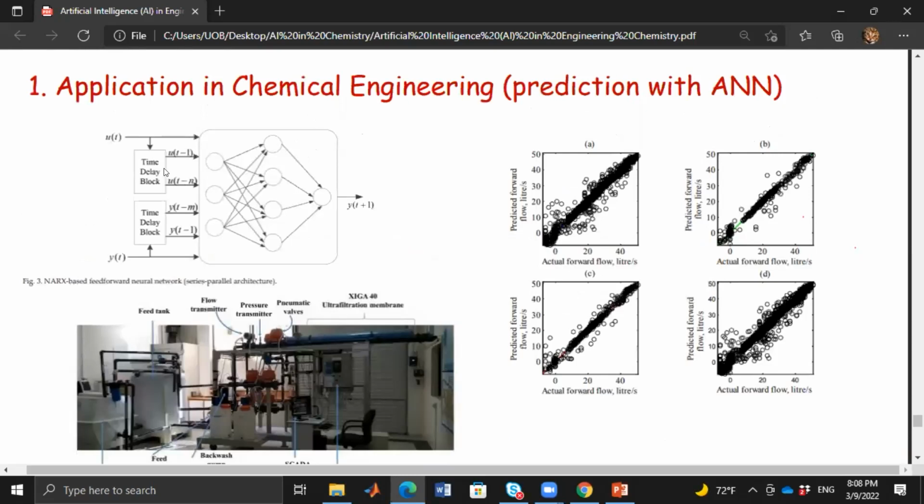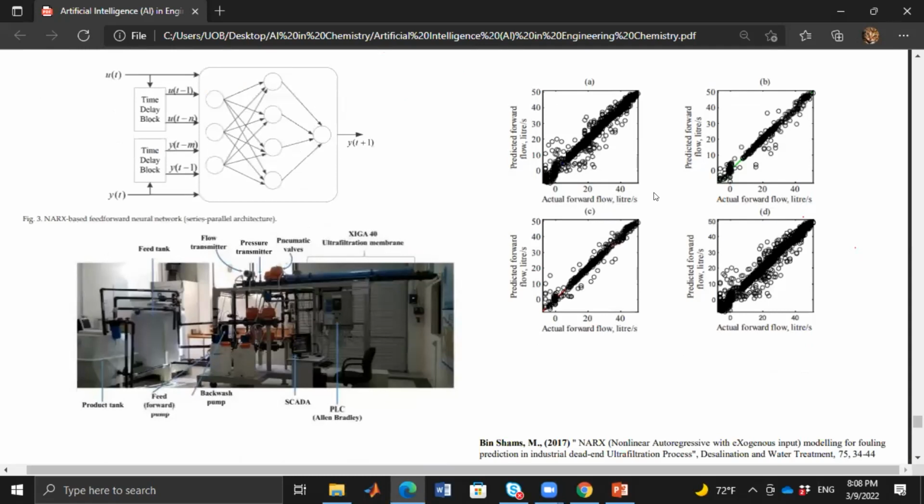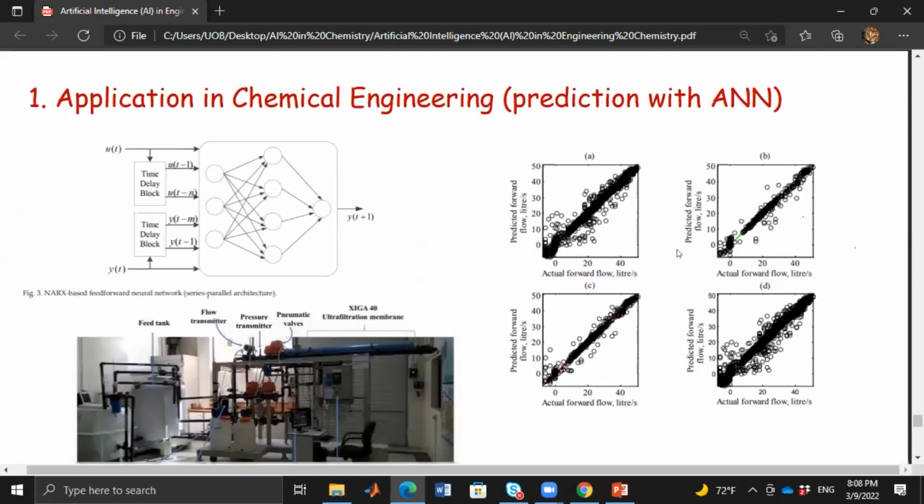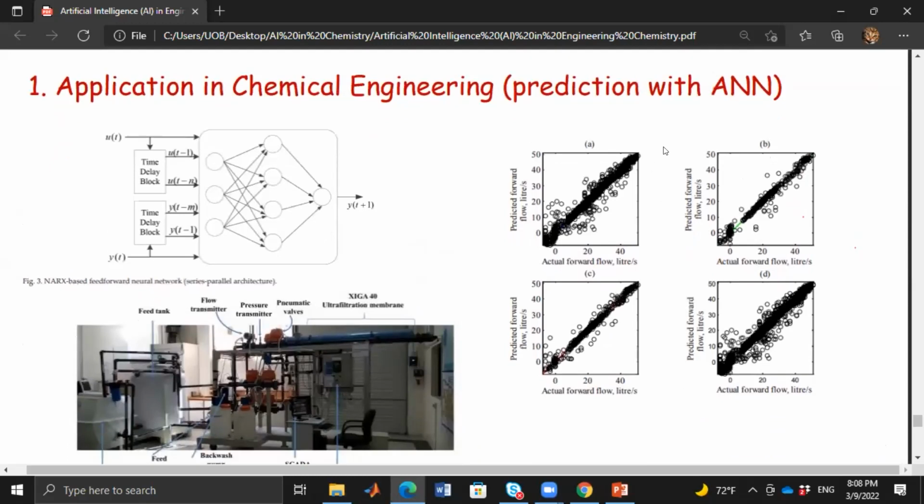So this is not the one that I showed to you earlier. Here, I'm incorporating a piece of memory into it. That's why we call it the recurrent neural network. So I'm not only feeding the current input, but also the previous one. And as you can see here, we get a very nice prediction. This basically shows you the actual versus the predicted, so you are getting a very nice prediction when you use this in a chemical engineering application.